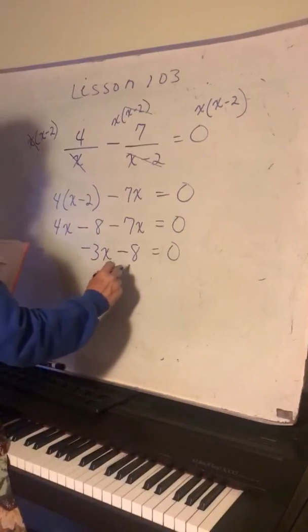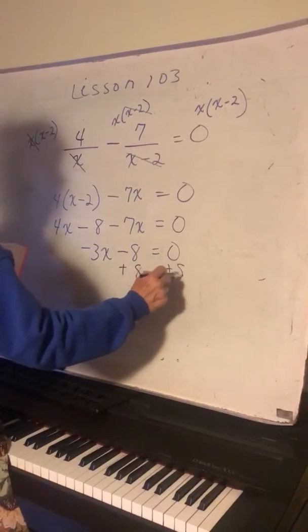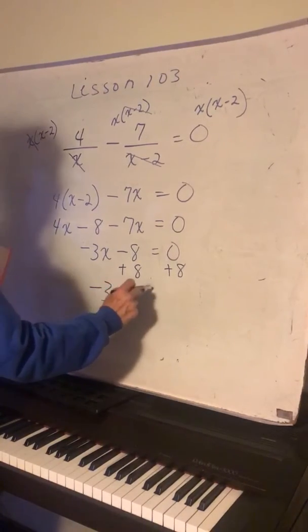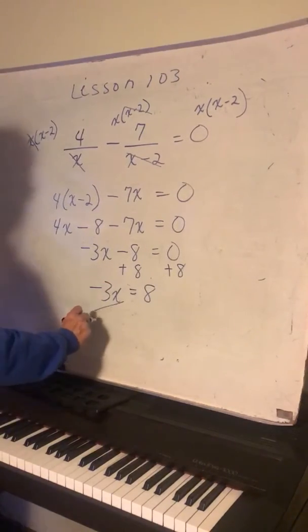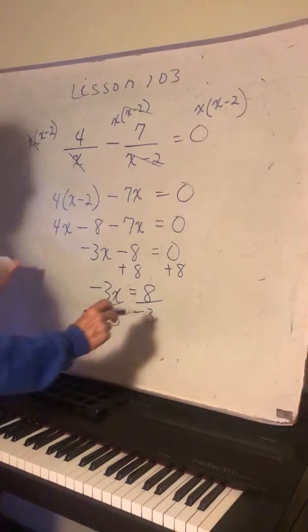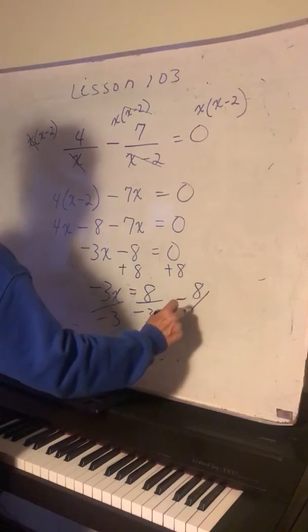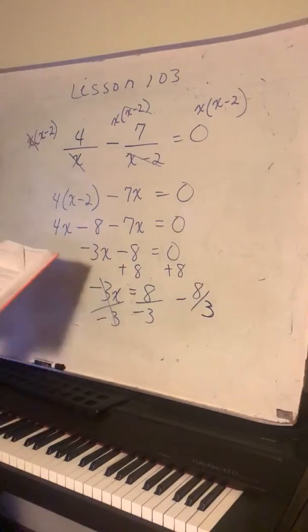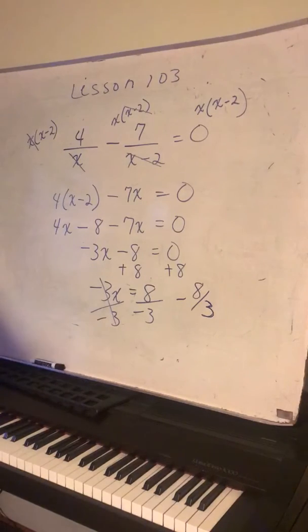And then we're going to plus the 8, and we get negative 3x equals 8. Divide by negative 3, and the answer is negative 8 thirds. Negative 8 thirds.